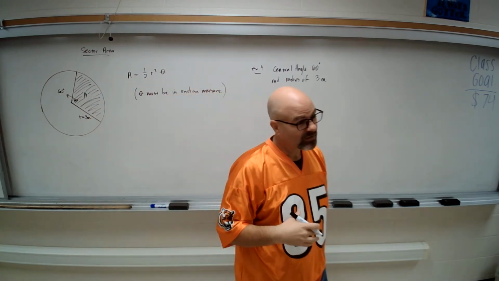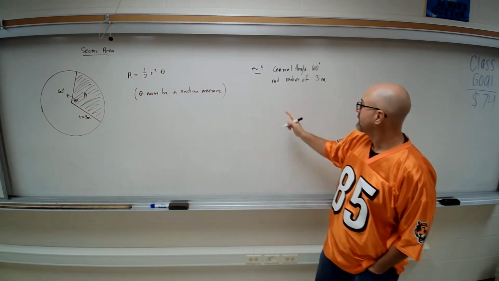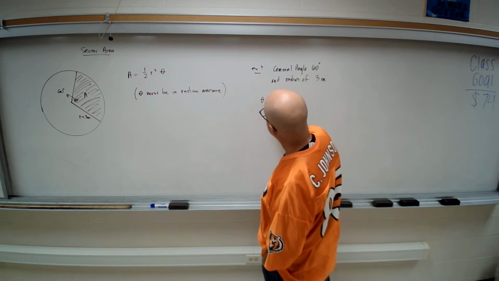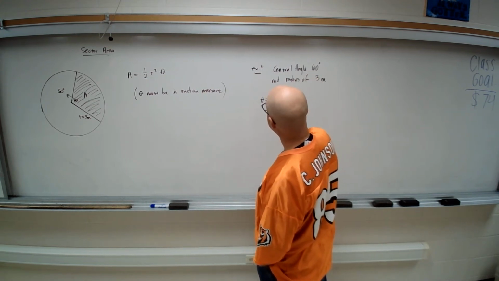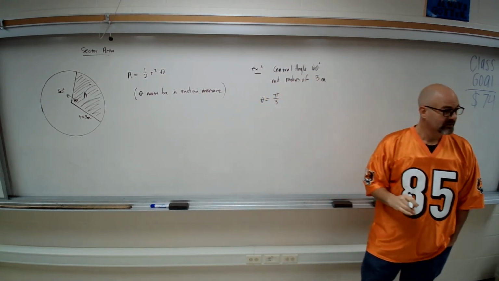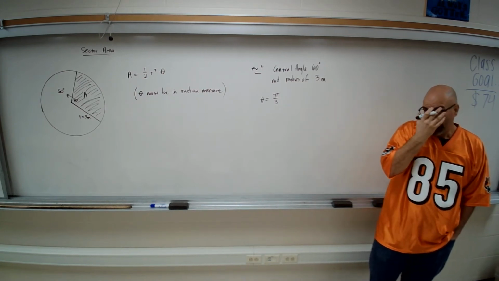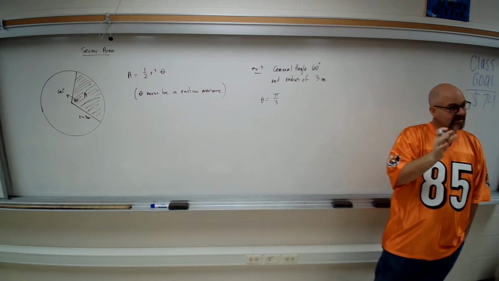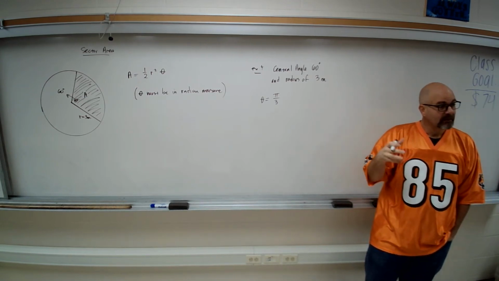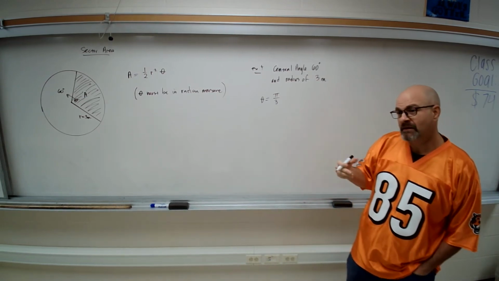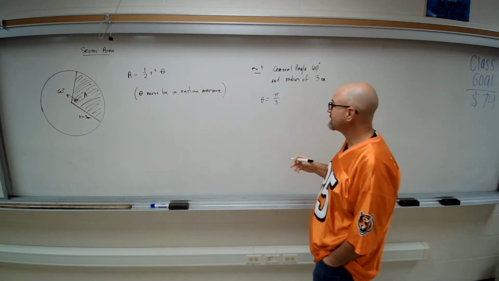Just like we saw with arc length, our first step is to convert theta. We don't want it as 60 degrees. We want it as pi over 3 radians. Now, hopefully that's one that you know. I think a lot of you might still convert to degrees in your head every time you see a radian. The sooner you can let that go, probably the more successful you'll be with this stuff.